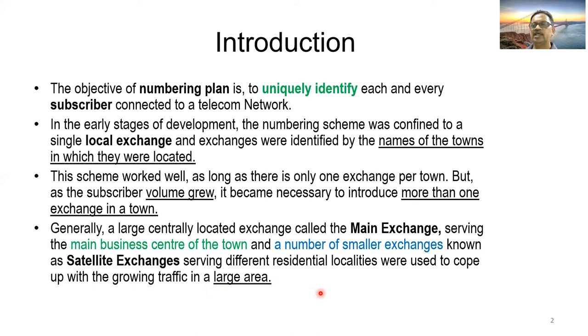The telephone exchanges installed in the different colonies are all known as satellite exchanges. There will be one, two, or three main exchanges, depending upon the capacity of the town or city, and these satellite exchanges are connected to the main exchange. Main exchanges may be one, two, three, or more, depending upon the geographical area of the city and the number of connections.